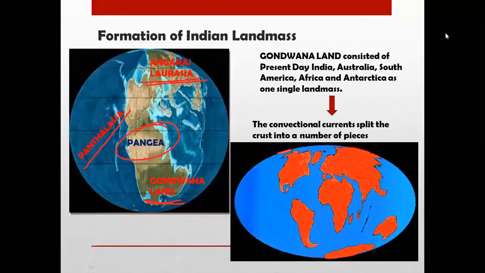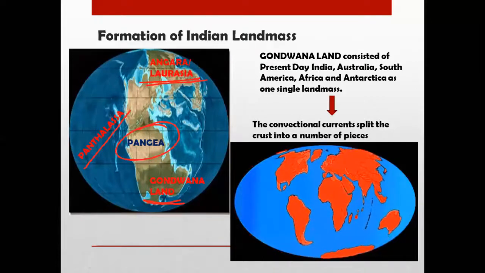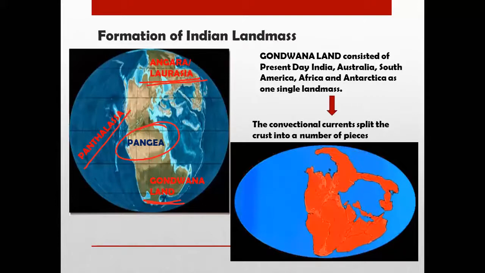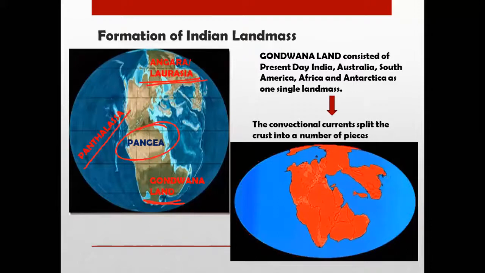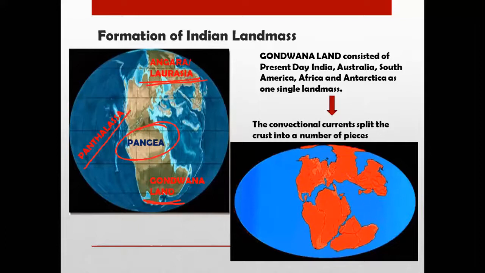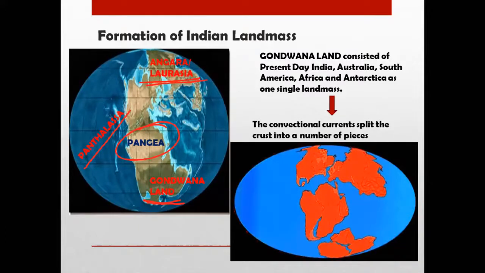So this was the theory of plate tectonics and how it led to the formation of Indian landmass. We will further study about the formation of Indian landmass in detail as well as the physiographic divisions of India in the next part of this topic.